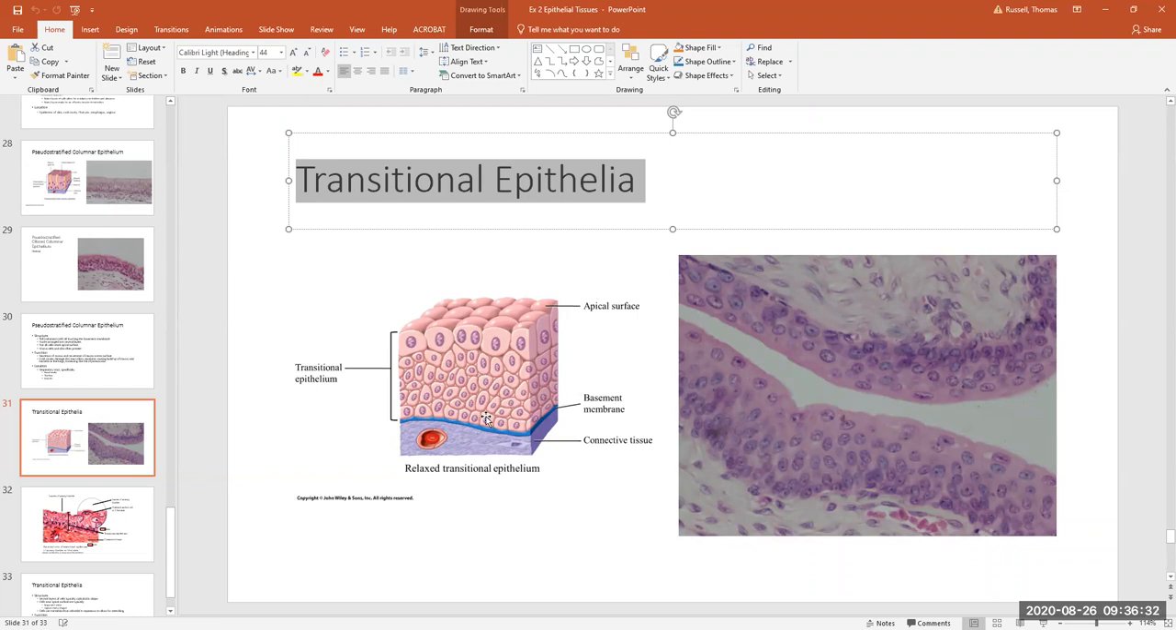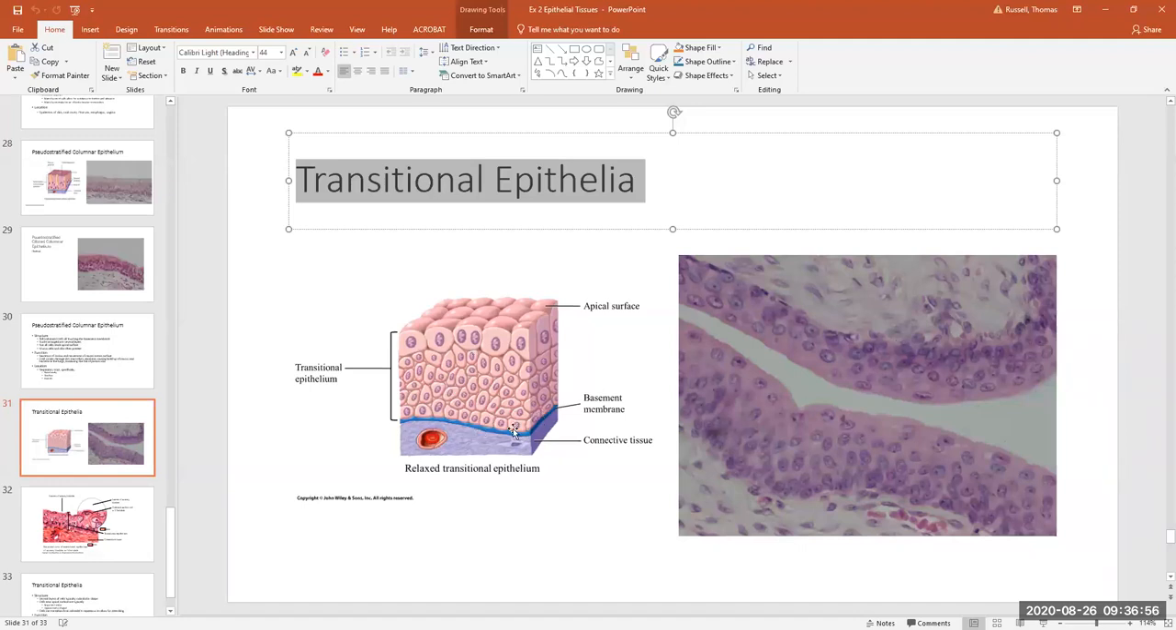We don't do that. It's taken to be stratified because there's only one type of transitional epithelium in the body, and that type is always stratified. That's why we don't have to say stratified in the name. So transitional epithelium is stratified. There's anywhere up to 8 layers of cells or so that form this epithelium.